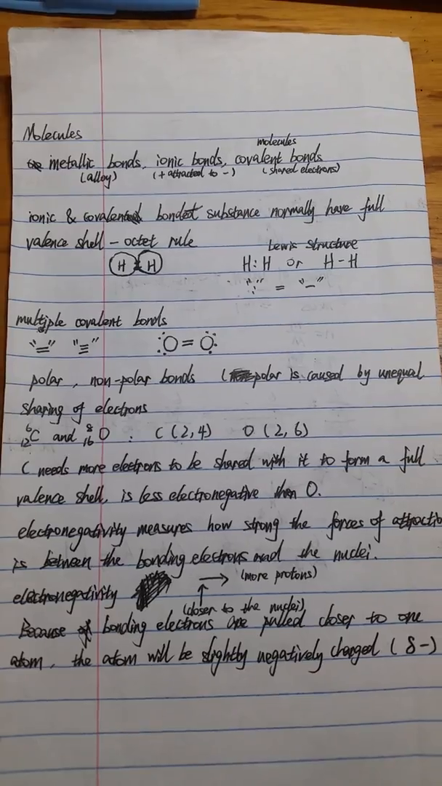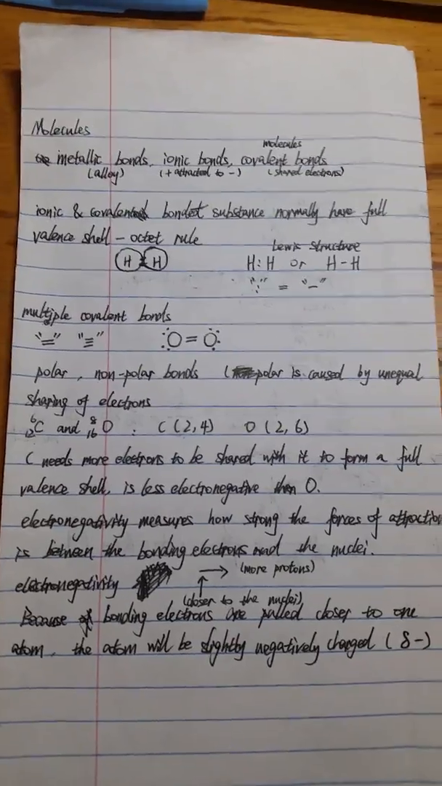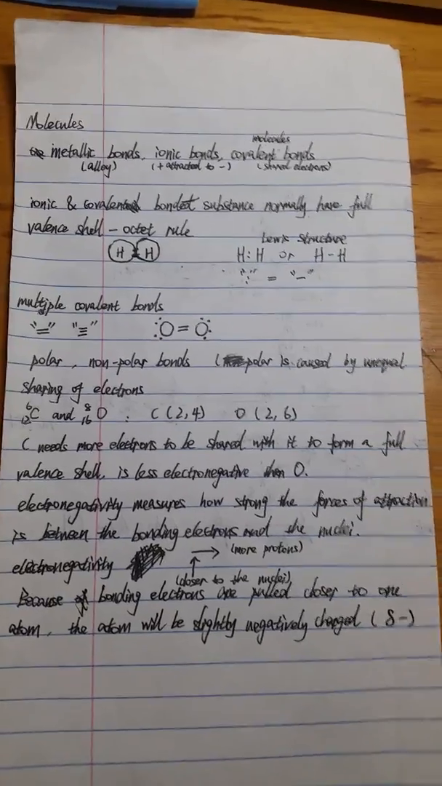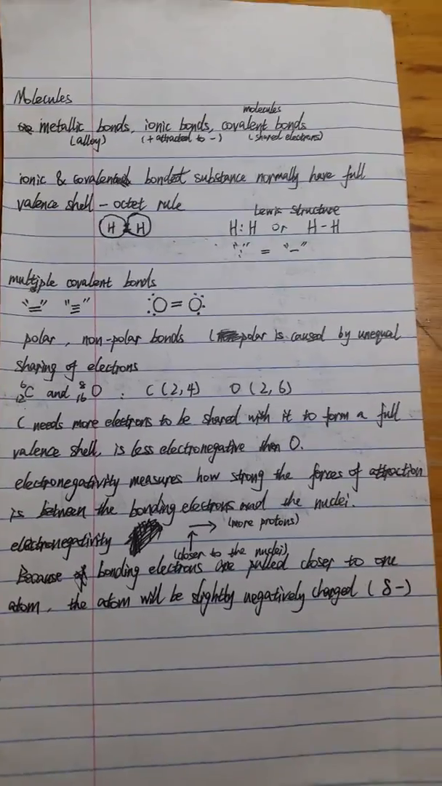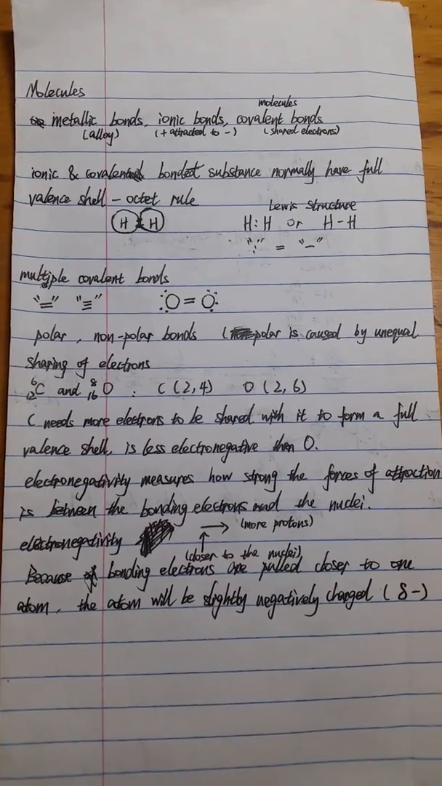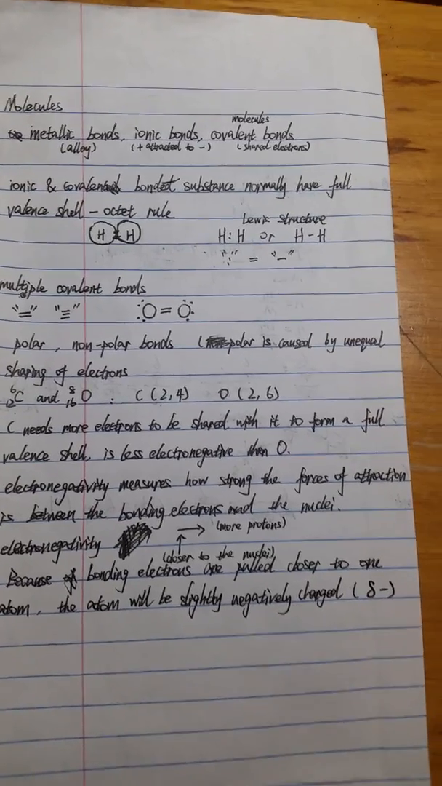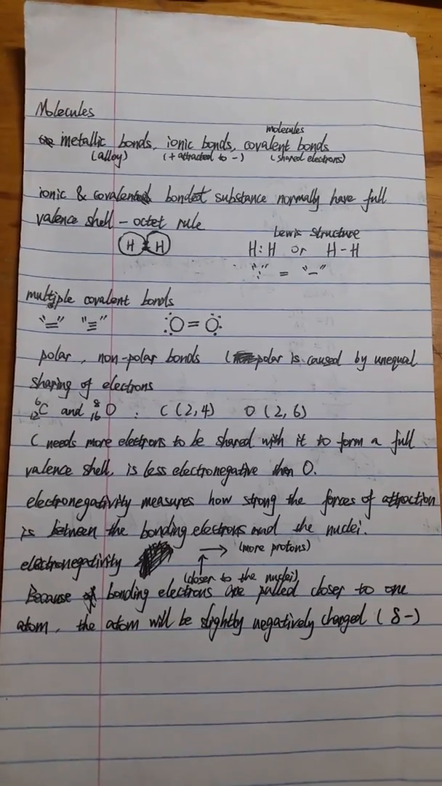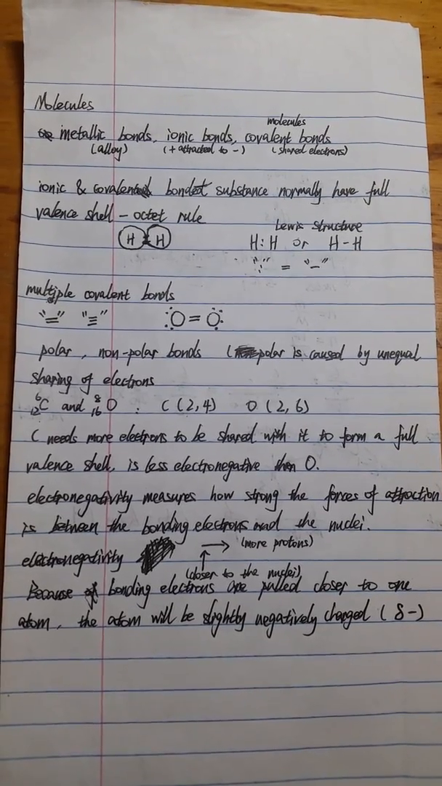Electronegativity measures how strong the forces of attraction are between the bonding electrons and the nuclei. Electronegativity increases across a period because as the number of protons increases, the attraction between nucleus and electrons becomes stronger. And up a group, as the energy level decreases, the electrons become closer to the nuclei, so the attraction becomes greater.